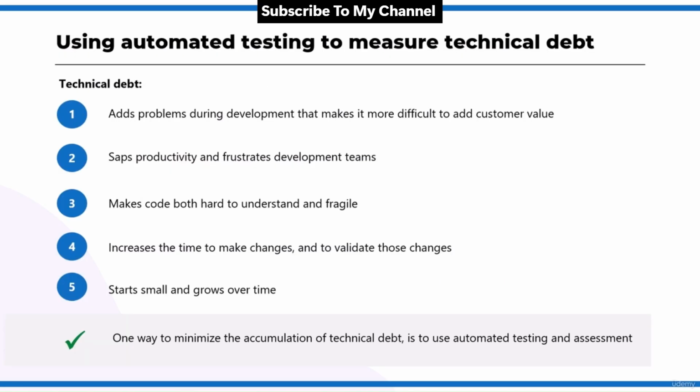One key way to minimize the constant acquisition of technical debt is to use automated testing and assessment tools. We have a couple of tools available in the market, and we are going to use some of these tools in our practical demos in the coming modules. We have a tool called SonarQube, and the cloud version of that is available as SonarCloud. We are going to use SonarCloud as a practical demo in this module, where we will see how it can help me reduce my technical debt by doing some automated testing. So we are going to see that.